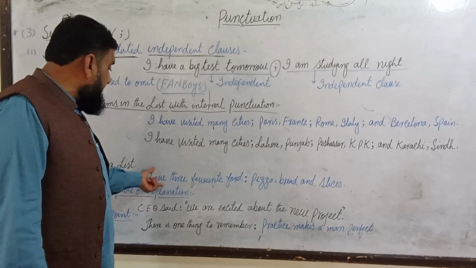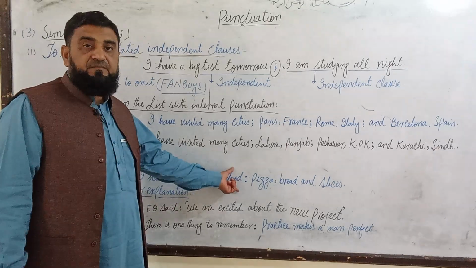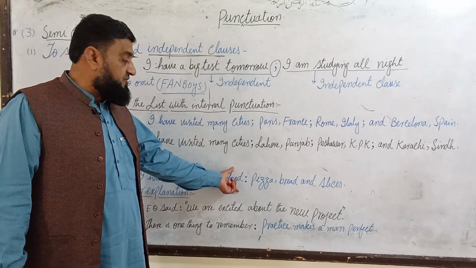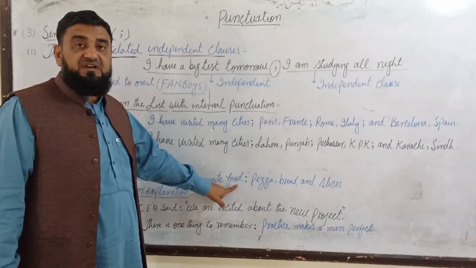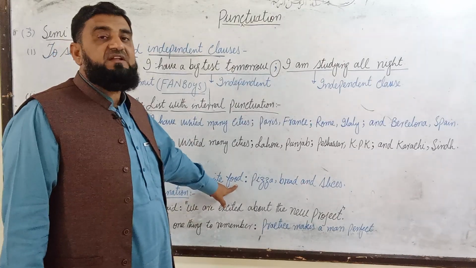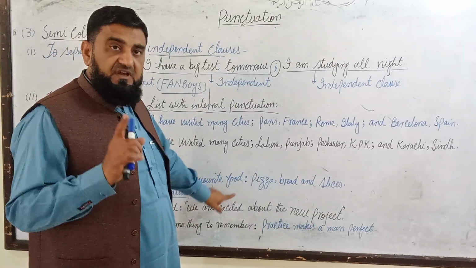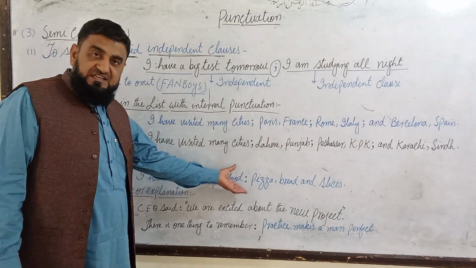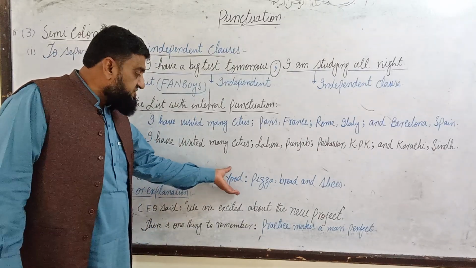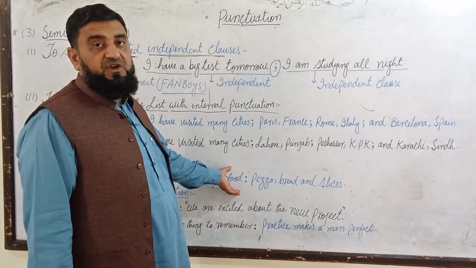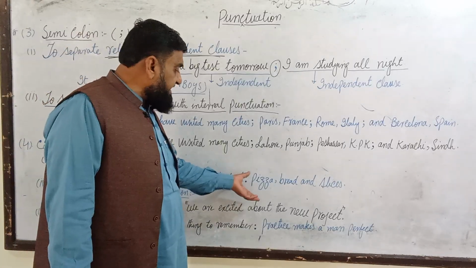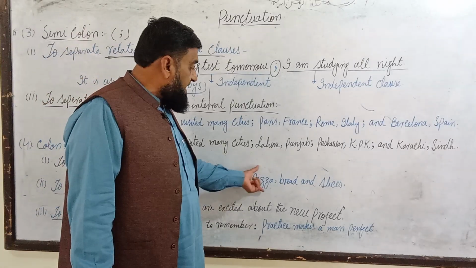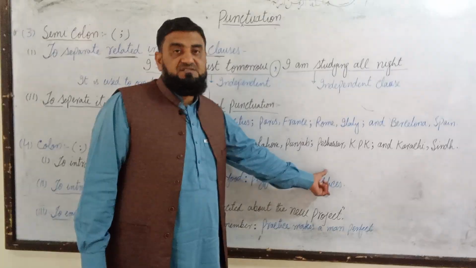So that is, I have three favorite foods. What are these three favorite foods? This needs explanation, so I will make a list for the explanation. Be attentive towards this point. We have a list now for the explanation of the food which is my favorite, and this list will contain items: pizza, bread and slices.